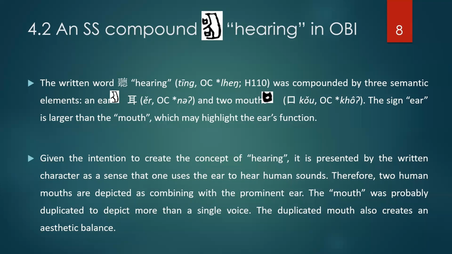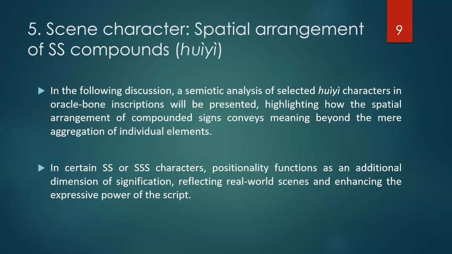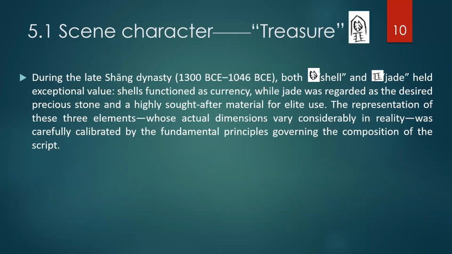Let's come back to the example treasure mentioned above. During the late Shang Dynasty, both shell and jade held exceptional value, shell functioning as currency or money, while jade was regarded as the desired precious stone and a highly sought-after material for elite use. The representation of these three elements, whose actual dimensions vary considerably in reality, was carefully calibrated by the fundamental principles governing the composition of the script.